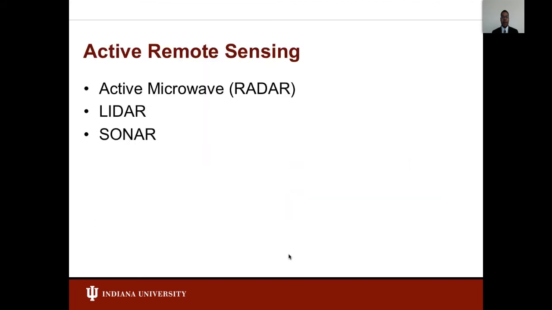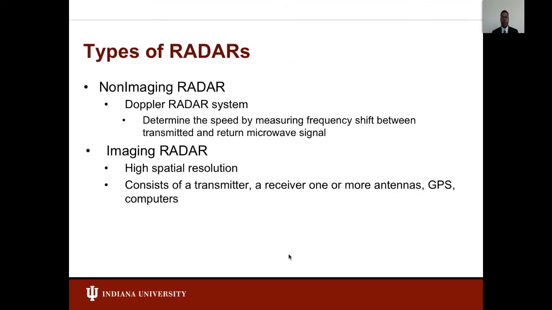Examples of active remote sensing include radar, which I explained in the previous slide, Lidar and Sonar. Lidar measures the distance by illuminating a target with a laser and examining the reflected light. Sonar, of course, is a technique to use sound propagation to navigate, communicate with, or detect objects on or under the surface of water. There are two types of radars.